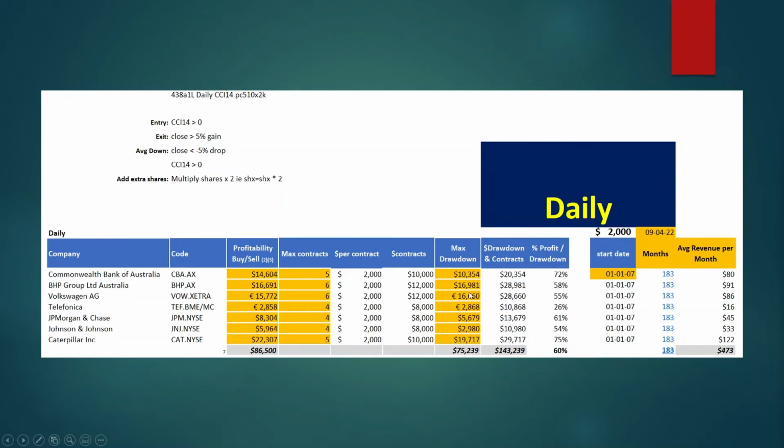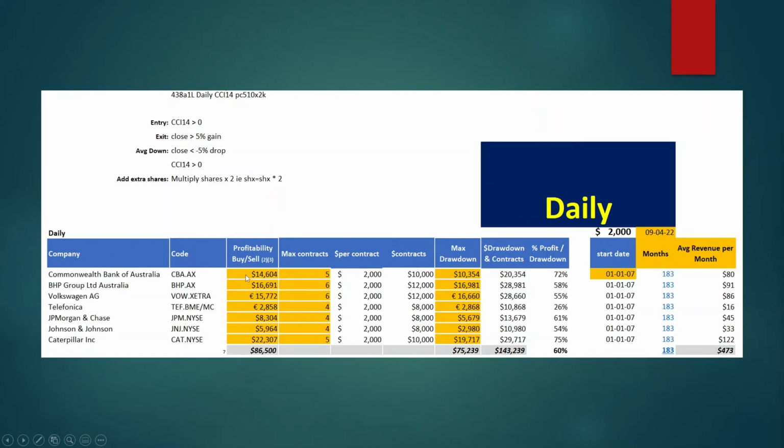Profit over drawdown is simply the return, 14,604, over the total drawdown, which is 20,000, so about 72% profit over drawdown. This just breaks it down from the start of January 2007, 183 months until today, returns roughly $80 a month in revenue. And you see the results of the other ones. You can pause the video and just digest those.